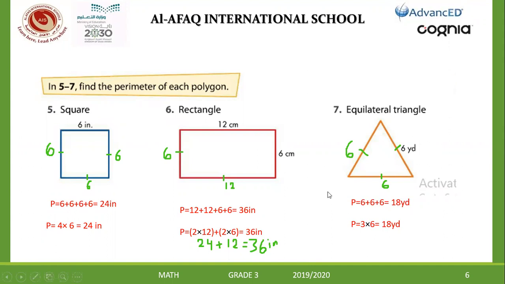Okay, in this way, we took our lesson talking about the perimeter of common shapes such as the square, the rectangle, and the equilateral triangle.